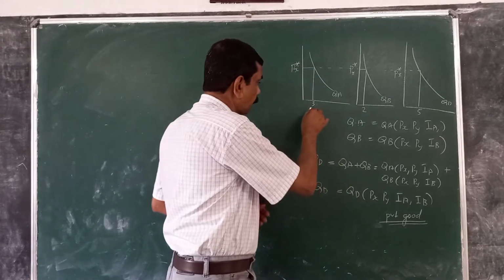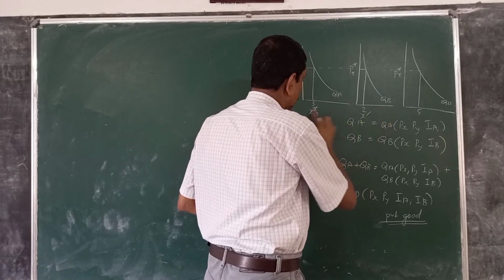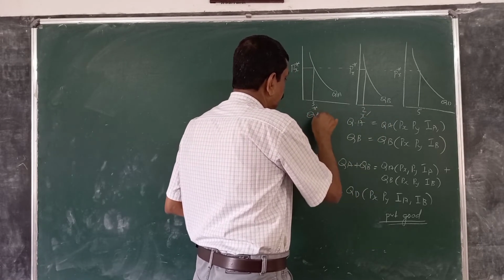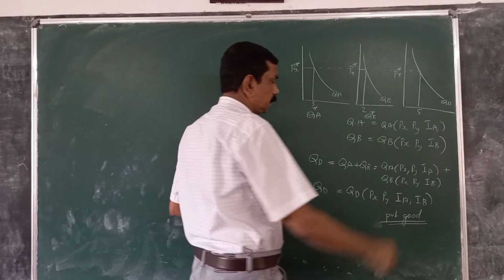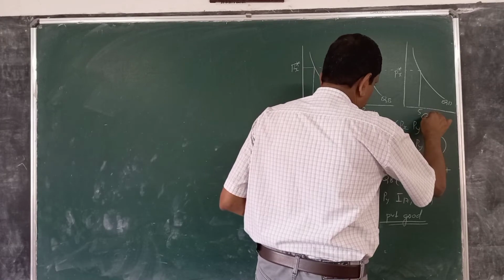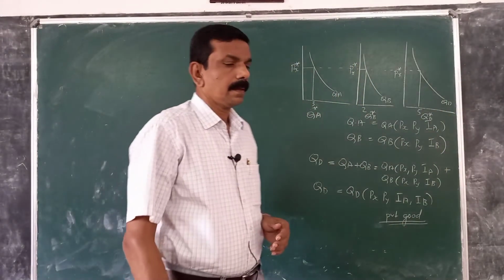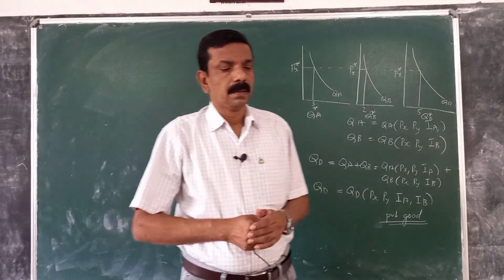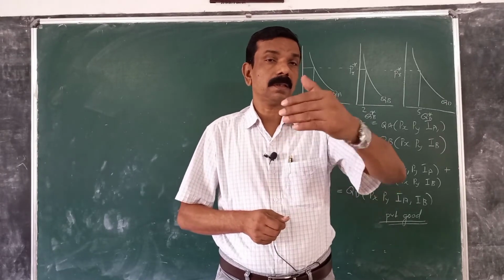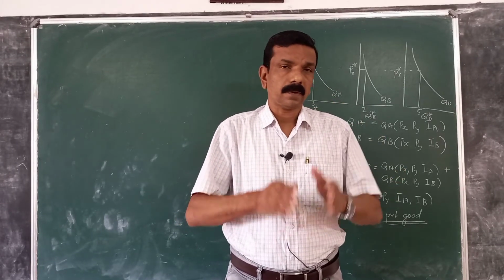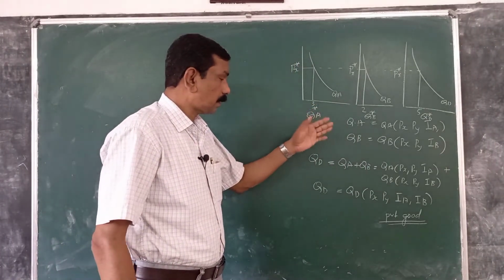And this is Px star, this is Q star of A, and this is Q star of B, and this is Q star D. Given that X is an ordinary good for both consumers.